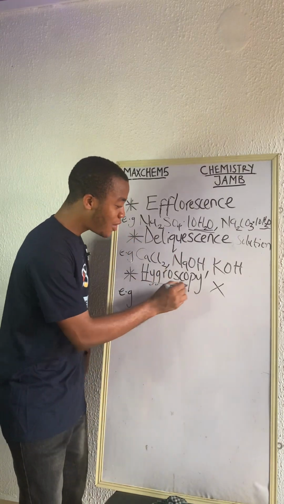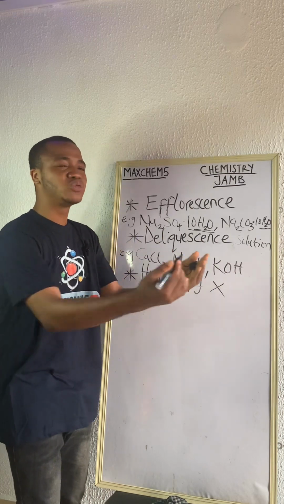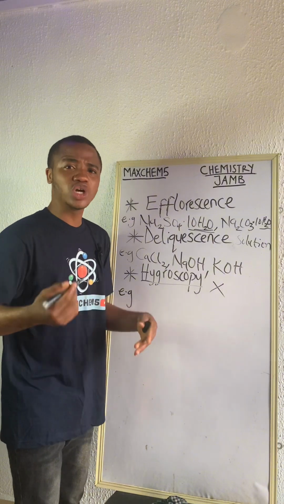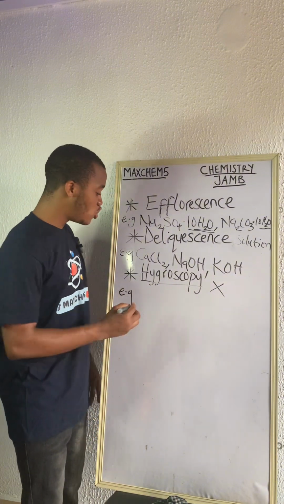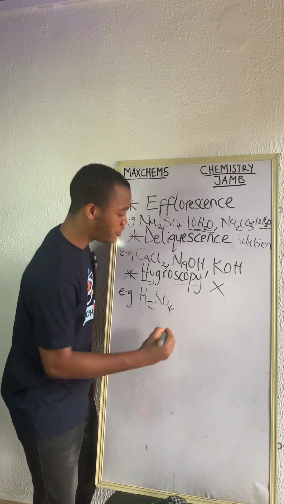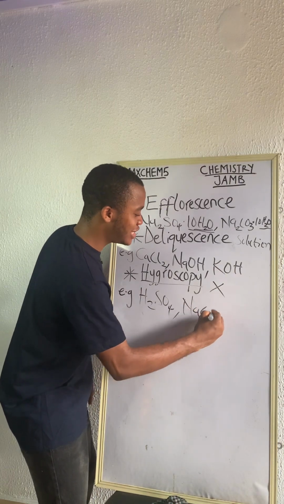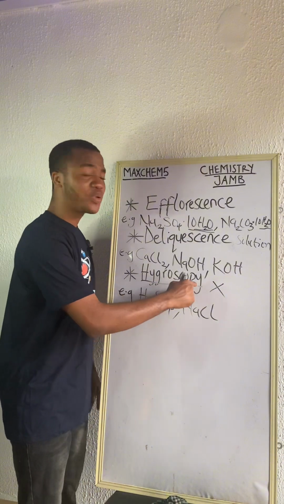These hygroscopic compounds are mostly used as drying agents because they can absorb moisture and they will not form solution. They will just become a bit moist, but they will never form a solution. An example of this is concentrated H2SO4, which is concentrated sulfuric acid, or also sodium chloride. Sodium chloride, which is NaCl, our normal common salt, is also a hygroscopic compound.